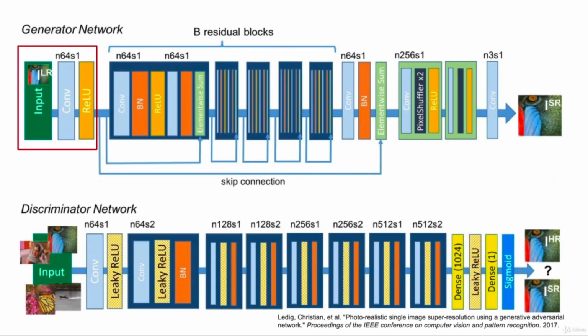So here is the model of the generator and the discriminator that is used in the paper, which is called Photorealistic Single Image Super Resolution using Generative Adversarial Networks. This model works with patches from the images. A patch is a sub-image from an image. You just randomly take some part of the image and use it as an input for this neural network.